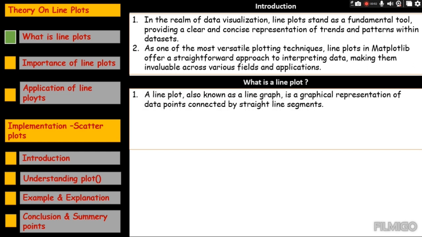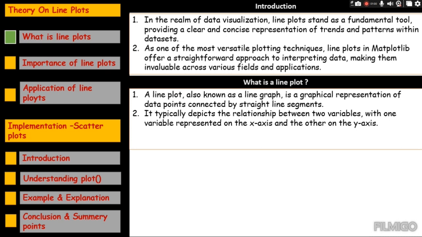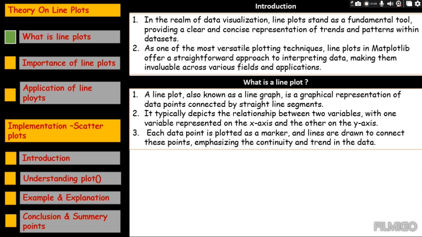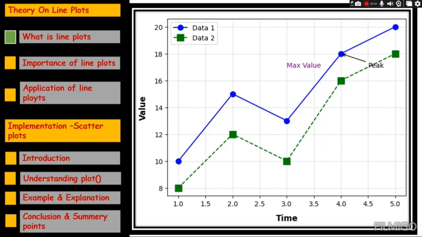What is a line plot? A line plot, also known as a line graph, is a graphical representation of data points connected by straight line segments. It typically depicts the relationship between two variables, with one variable represented on the x-axis and the other on the y-axis. Each data point is plotted as a marker, and lines are drawn to connect these points, emphasizing the continuity and trend in the data. You can see this image, which is an example of line plots, because each data point is connected with a straight line.